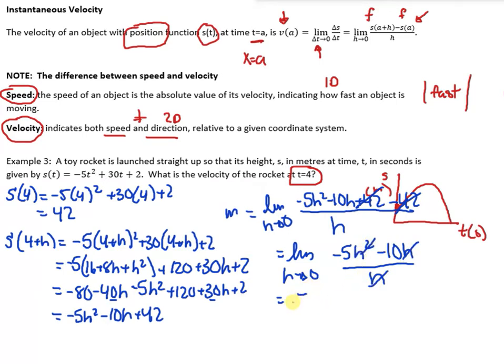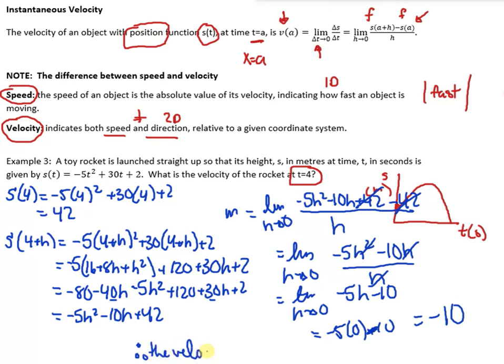We're left with negative 5h minus 10. Sub in the 0, drop the limit. Negative 5 times 0, or sorry, minus 10. There's me in that negative side. So I get the velocity when t equals 4 is negative 10.